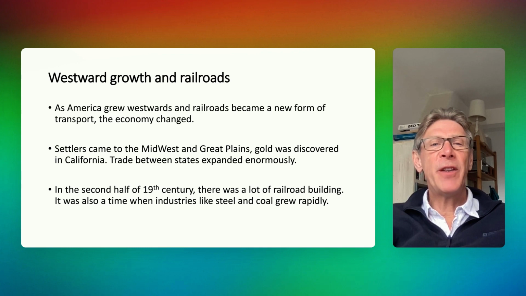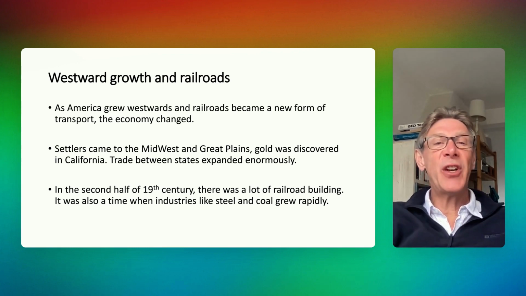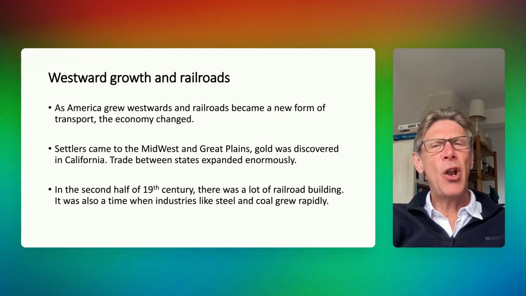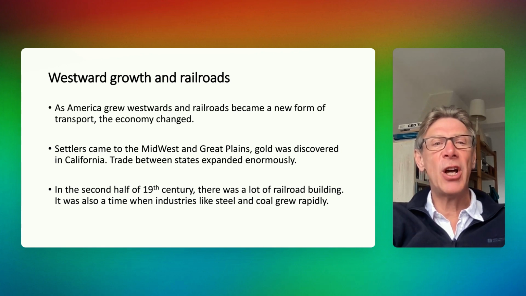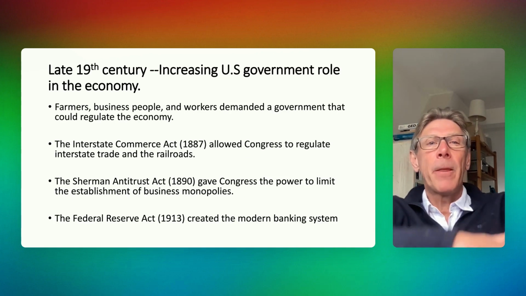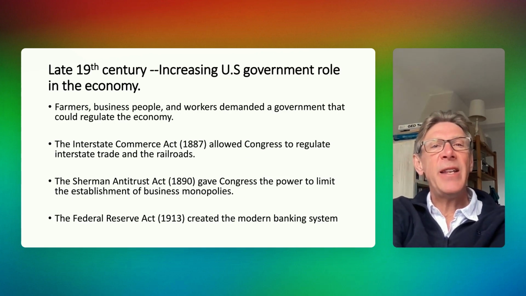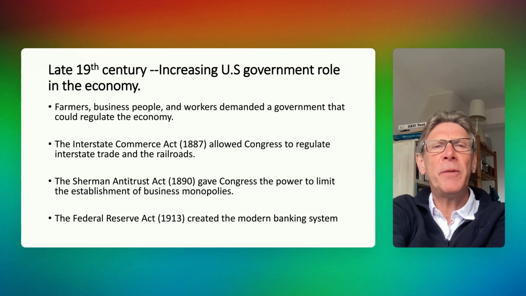So by the second half of the 19th century, the 19th century is the 1800s, there was a lot of railroad building, and lots of industries like steel and coal grew rapidly as the US economy became much larger and much more sophisticated and much more industrial. So by the late 19th century, you had a much bigger, more sophisticated economy. And so you really needed some form of control. Farmers, business people, and workers all wanted a government that could regulate the economy.